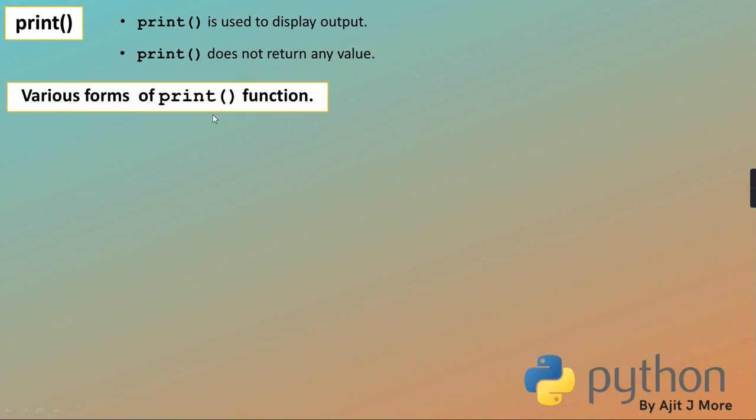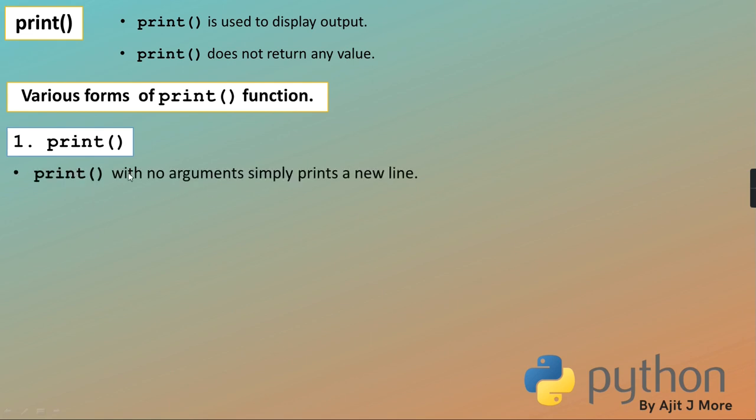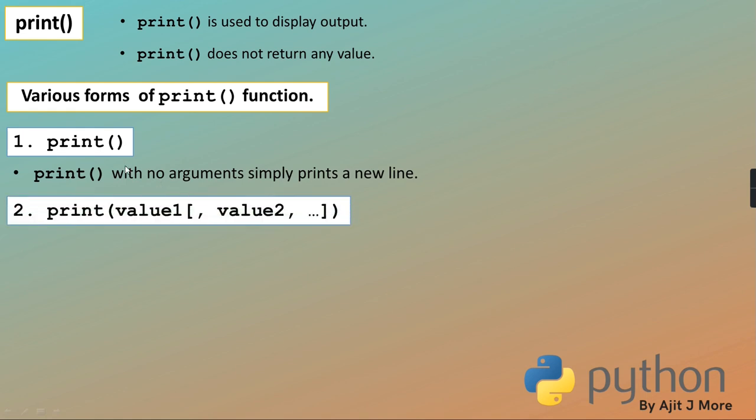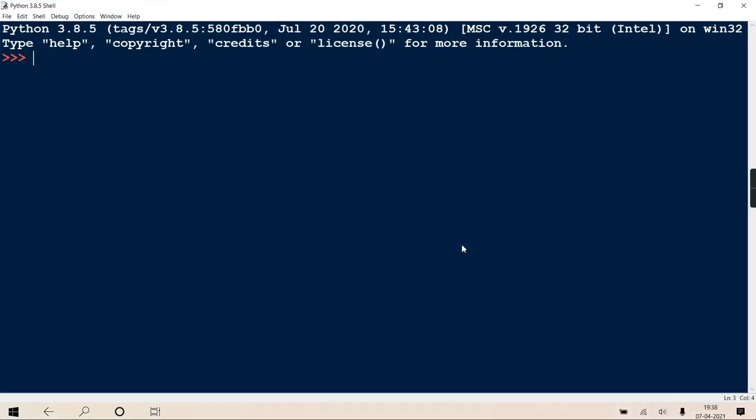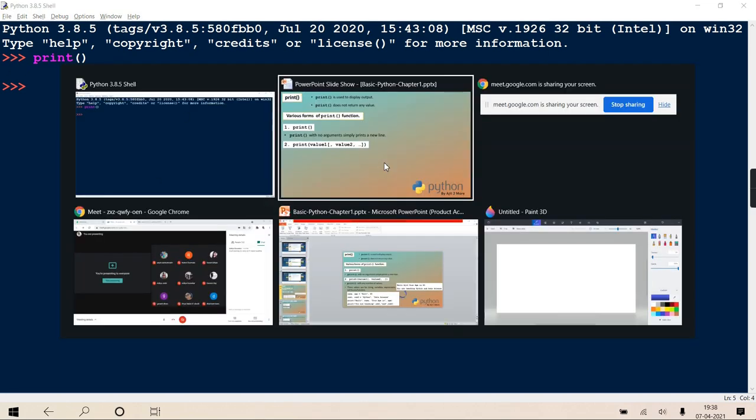There are different forms of print. The first one which I took, print without any argument, just displays one blank line. If you call print with round brackets, it will just display one blank line. So print with no argument simply prints a new line. That was the first one. Again, if you want to see the demonstration, print without anything displays one blank line.